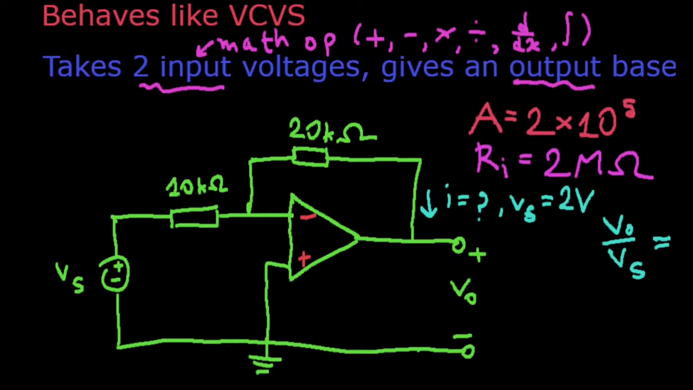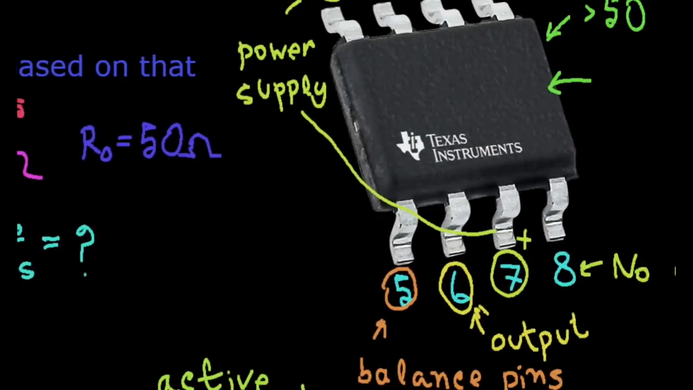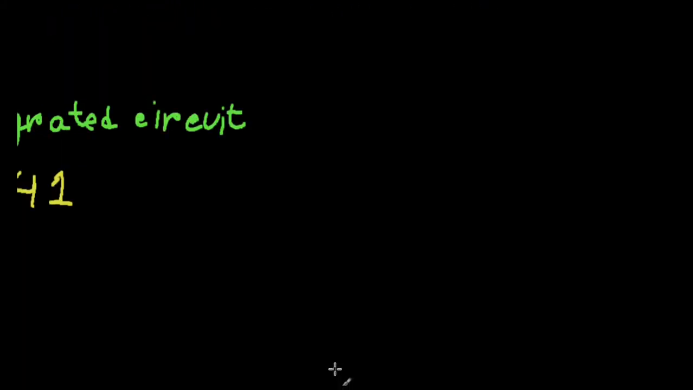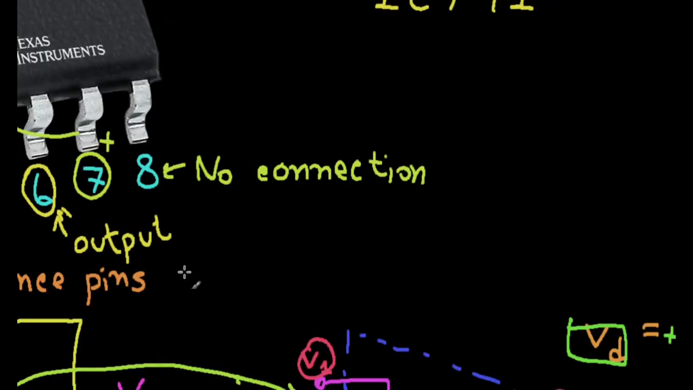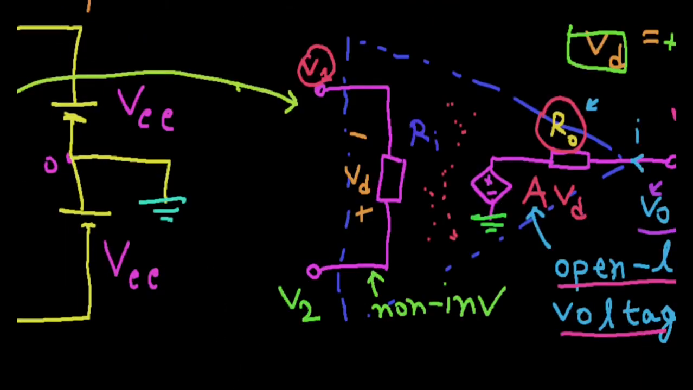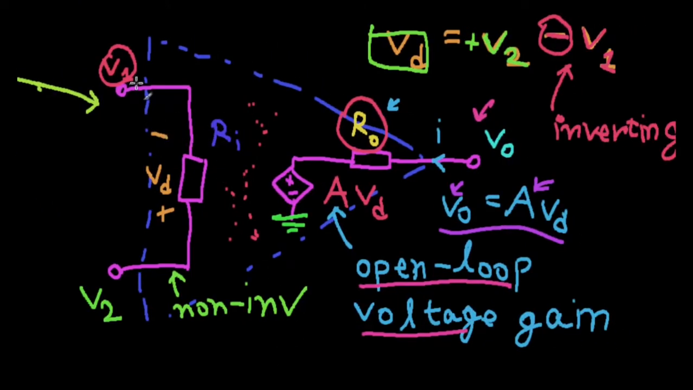Basically, what do we do now? Well, we actually refer to what we did in the last video. In the last video, I drew this equivalent circuit of the op amp, at least from the perspective of the input terminals and the output terminal.